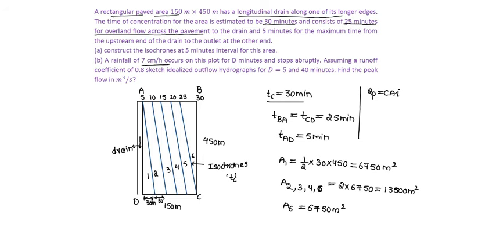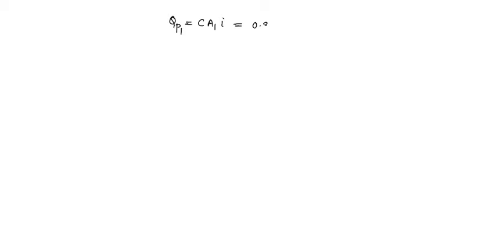We know Qp will be equal to C into A into I. That implies Qp1 will be equal to C into A1 into I, where I is the intensity of rainfall, which is given as 7 centimeter per hour, and C is given as 0.8. Substituting C as 0.8 into A1 as 6750 meter square into 7, converting it into meters it is 10 power minus 2 meter per hour, and converting into seconds it is divided by 60 square, which is equal to 0.105 meter cube per second.